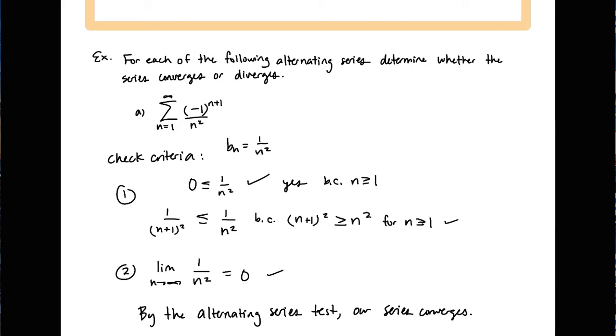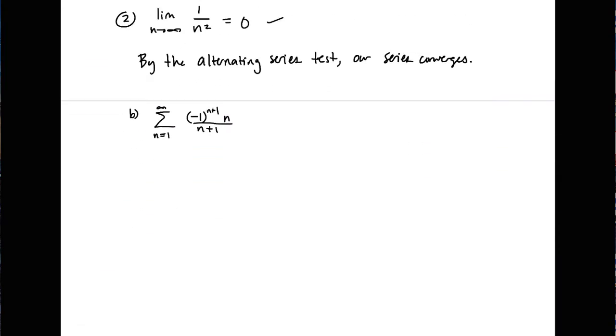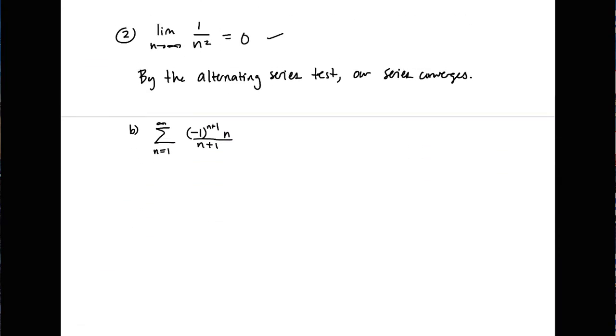Perfect. Let's take a look at a little more interesting example. We'll take a look at the series (-1)^(n+1) times n over n plus 1. So first, verifying our conditions, our b sub n is n over n plus 1, and we need to verify, 1, that the terms are positive. So that is satisfied trivially because n is greater than or equal to 1.